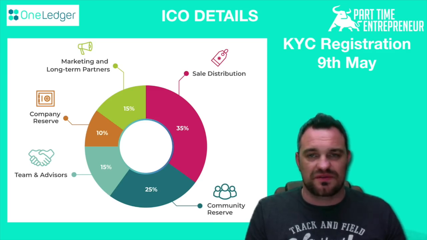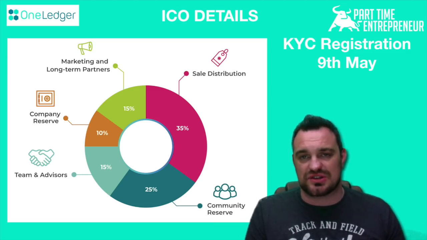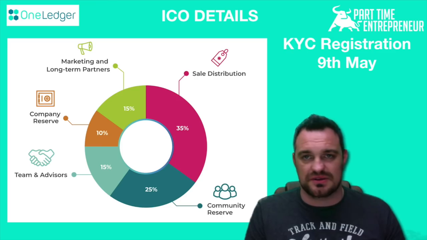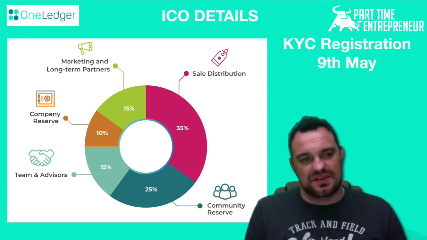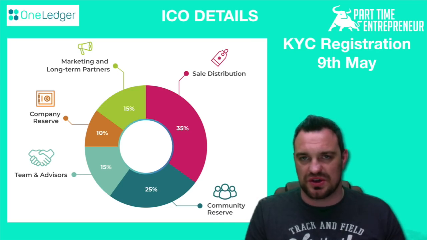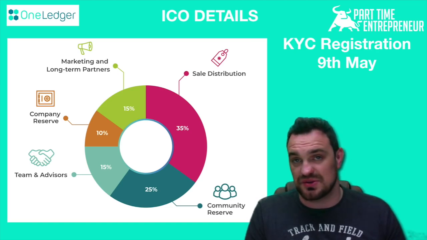But then you can flip this around the other way. There'd be less tokens in the marketplace. Therefore, if there's greater demand, the price will rocket, and then you can sell and make a nice profit. So there's lots of different ways that you can think about and look at this. But I think there should be more tokens going into the sale distribution myself.